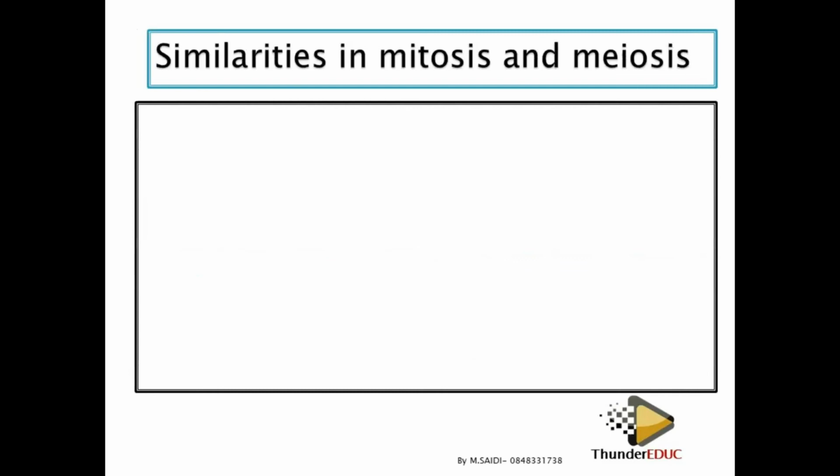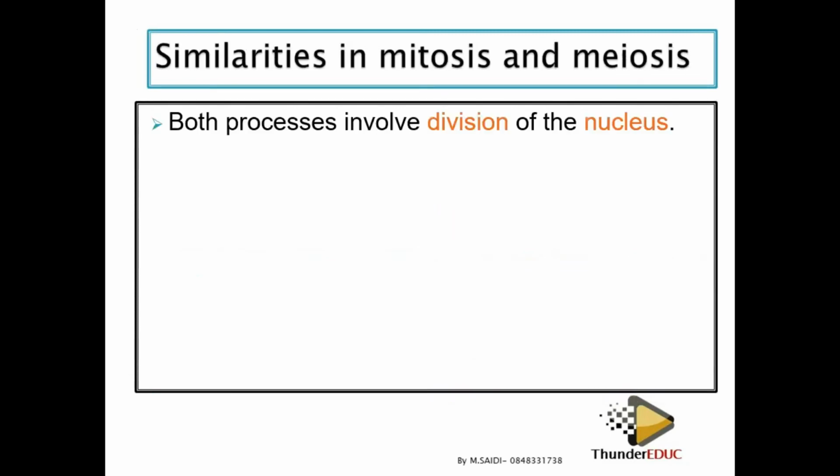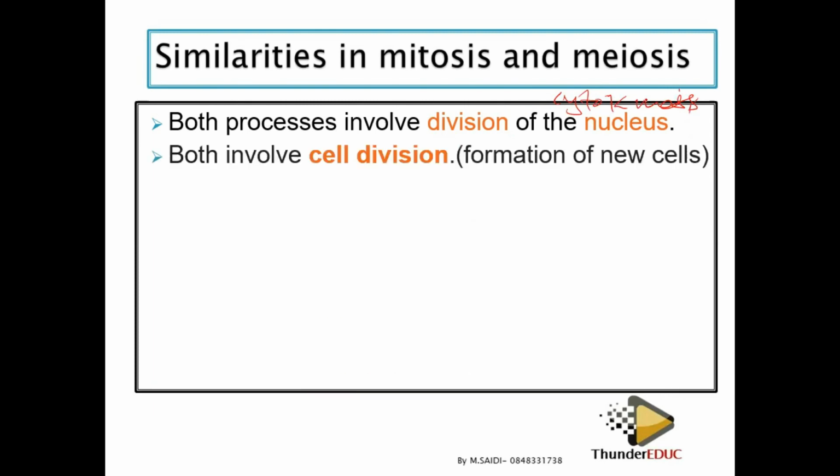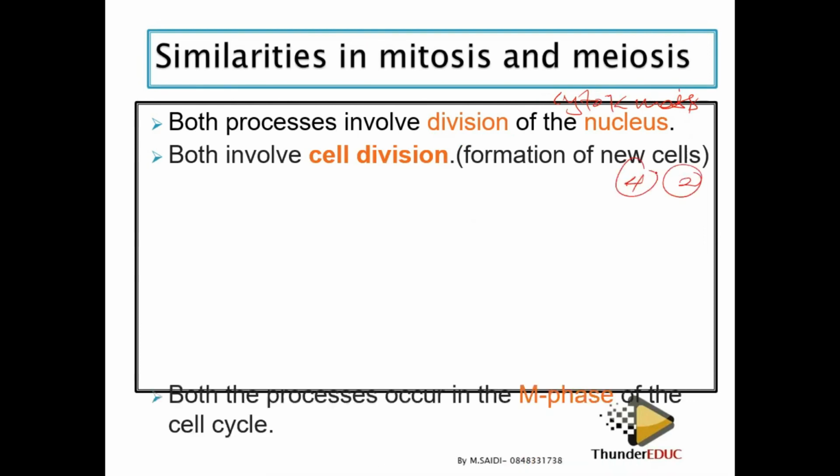What about the similarities? Do we have some similarities between meiosis and mitosis? Yes, obviously. There are some similarities. What are some of the similarities? Both processes involve division. In meiosis, you have what is called cytokinesis. Even in mitosis, you have what is called cytokinesis, division of the nucleus. So in both, you have cell division. It means that new cells are formed. However, in meiosis, you form four cells, and in mitosis, you form two cells, which are identical.